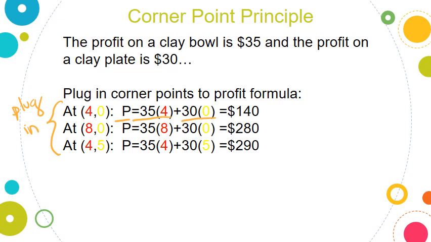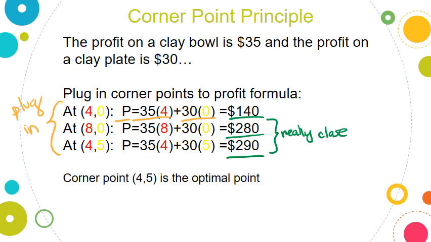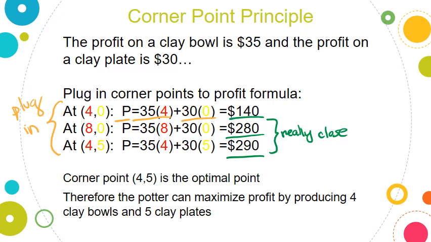So when I plug in (1, 4), I get $140. When I plug in (8, 0), I get $280. When I plug in (4, 5), I get $290. Ooh, these are really close. So if you would have looked at the graph, you might not have been able to assume either of those. So in this case, we would say (4, 5) is my optimal point, right? It gets me the most money. It's the best point on that whole graph. So we would say to make the most profit, the potter needs to make 4 bowls and 5 plates. Okay? Could they make a different combination? Yes, but this will get us the most profit by $10.